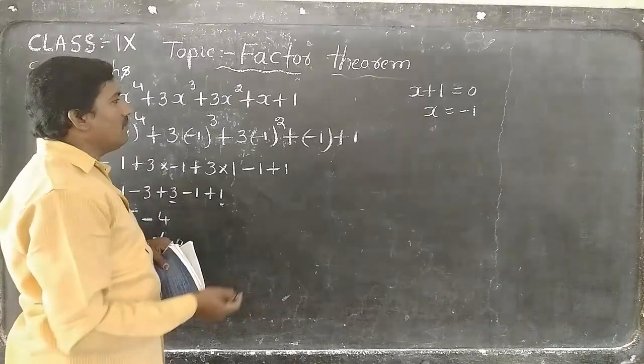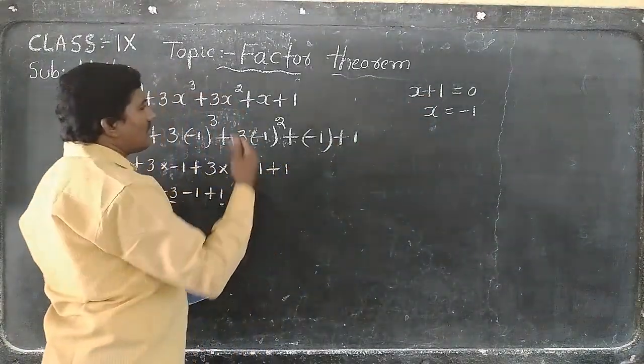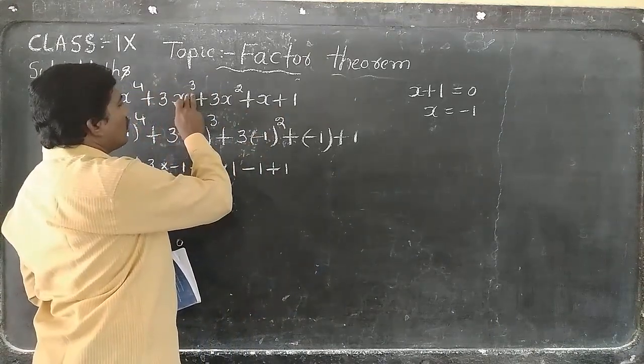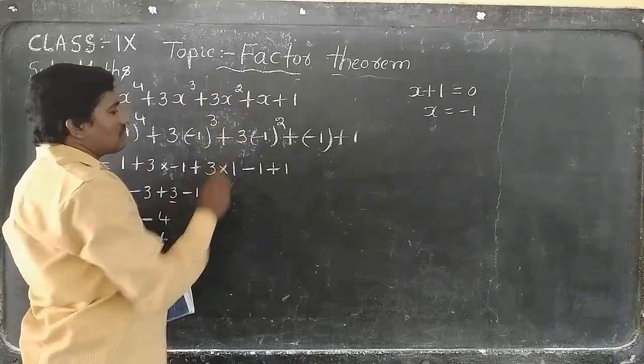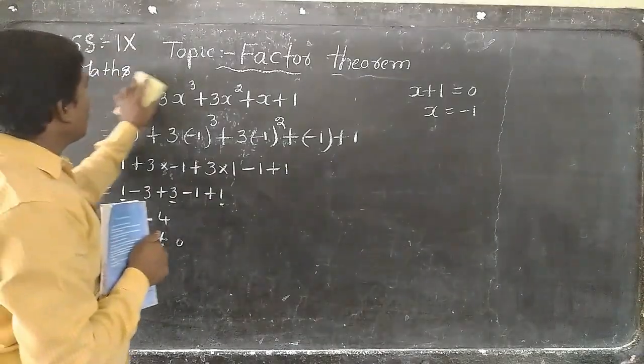It is not equal to 0 means x plus 1 is not a factor of x power 4 plus 3x cube plus 3x square plus x plus 1. It is not a factor. Okay, we'll see one more here.